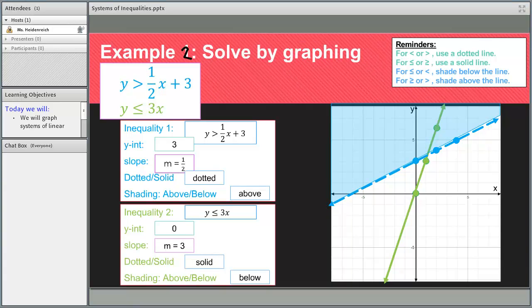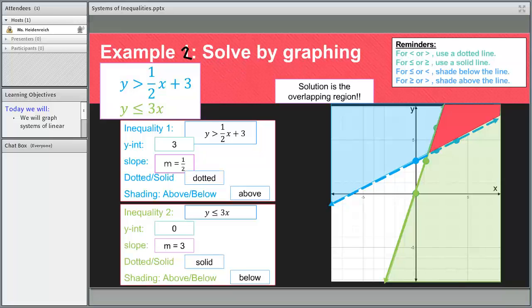If you remember, when we graphed systems of equations, we just looked for the point where the lines crossed, right? But we're actually graphing systems of inequalities, so we're looking for the overlapping region of where our shading crosses. Okay, so any point in that region, if I plugged it in to the two inequalities, that point would work for both inequalities.